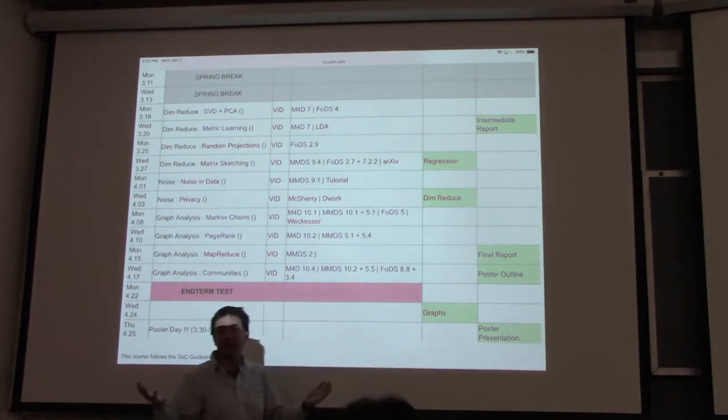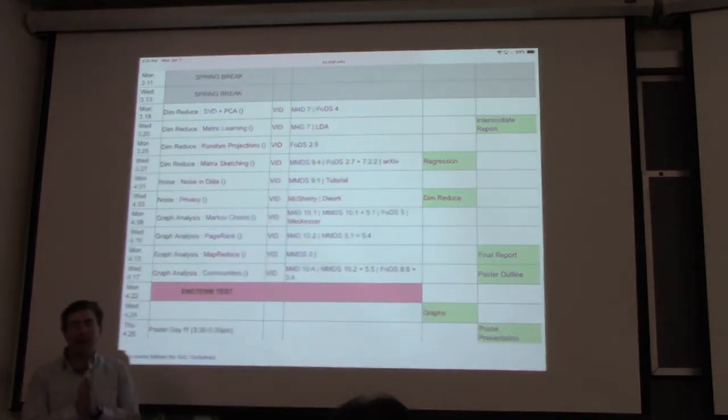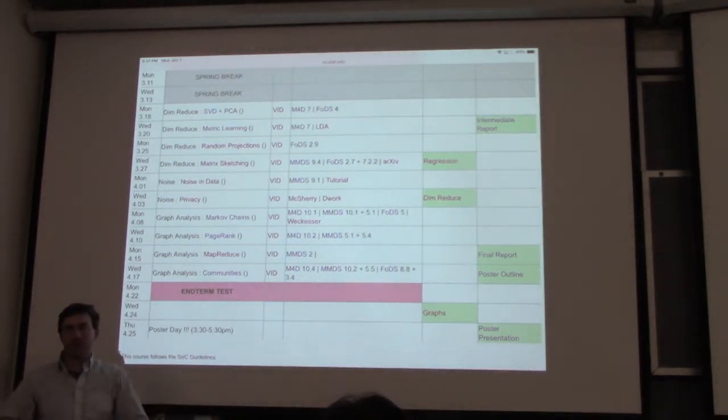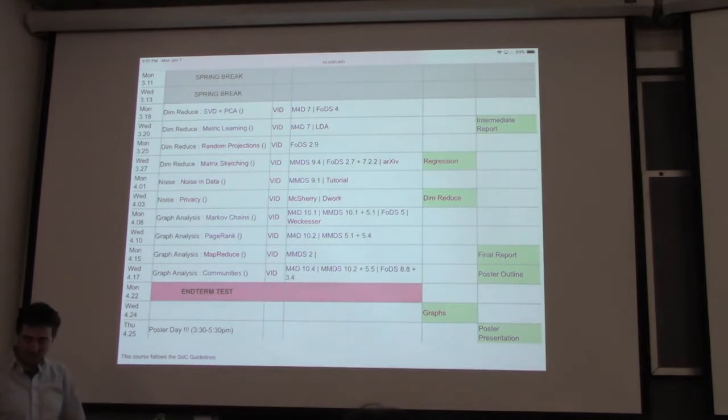We'll print them. The school computing will print the posters for you, and then in one of the MEB hallways, we'll fill up 2 full hallways full of posters. So it should be pretty cool.